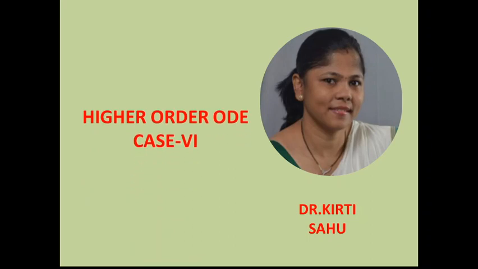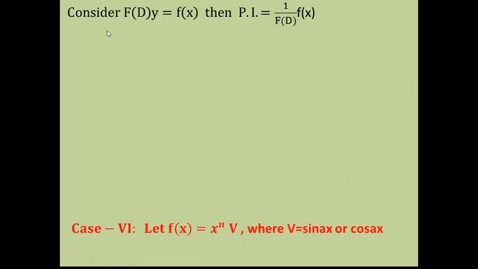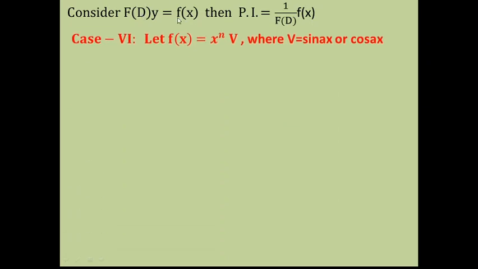Dear students, we shall cover case number 6 to evaluate the particular integral of higher order ordinary differential equation with constant coefficient. So let's see what is case number 6. As we know, the differential equation has a standard form given by f of D operating on y equal to f of x. Then the particular integral is given by 1 upon f of D operating on this input function. So in case 6, what type of function is required?